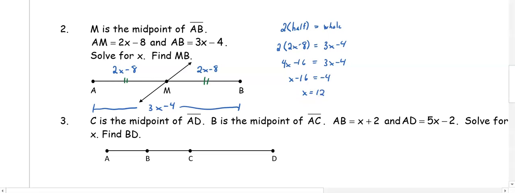Once we know x is 12, we want to find MB. So MB is 2 times 12 minus 8. So 2 times 12 is 24 minus 8 gets us 16. So MB has a length of 16.